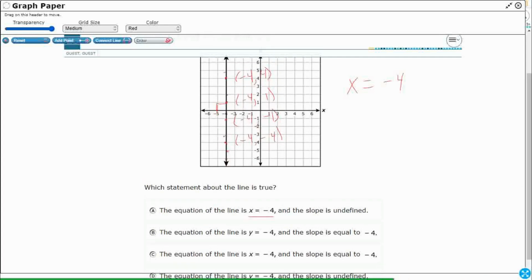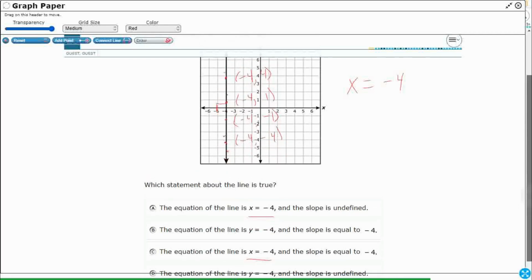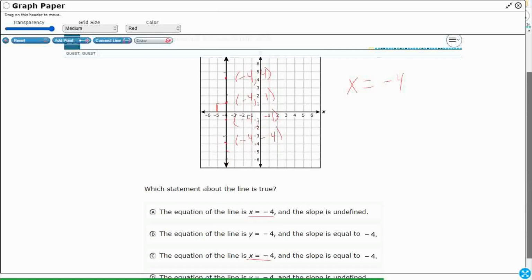So if we're looking here, we do see that I've got an x equals -4 and x equals -4, but then I've got two that are y equals -4. What are those all about? Well, if y is -4, it's going to be a line that's parallel to the x-axis. So when y is -4, this is what it looks like. It's another straight line, but it's horizontal rather than vertical. So we're not going to need those two. We're just looking at A and C because x is equal to -4.